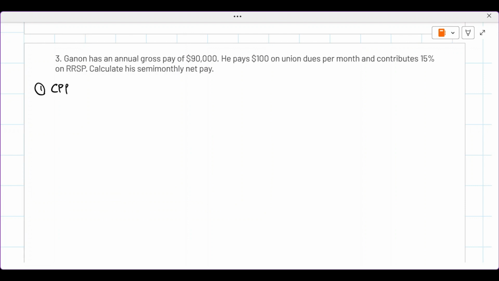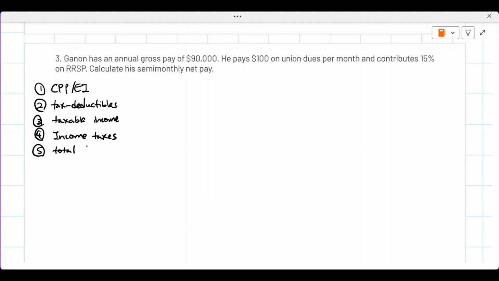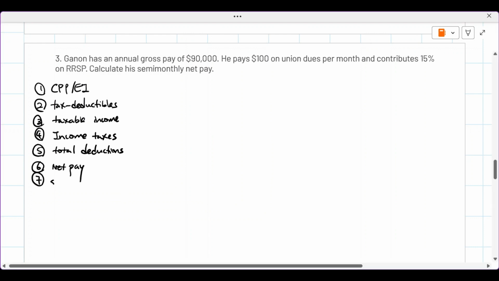First, we find the CPP and EI, and then we find the tax deductibles, and then we find the taxable income, and then we find the income tax, and then we find the total deductions, and then we find the net pay, and then we find the semi-monthly.